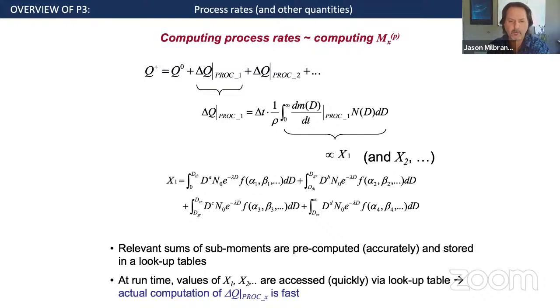But it's a double-edged sword. It means it's computationally expensive, but in our case, we turn that into an advantage because we pre-compute everything in bin space and store the results in lookup tables. And so at runtime, accessing these is actually extremely fast.